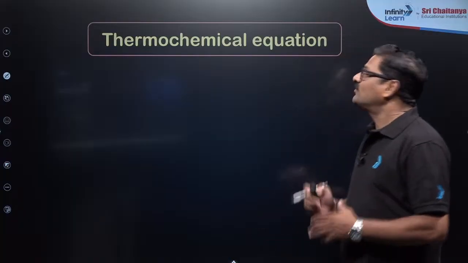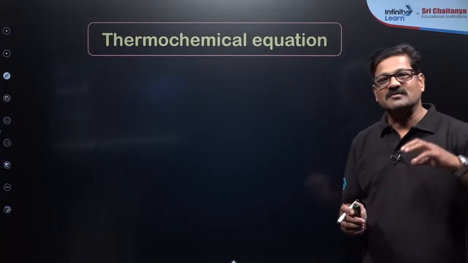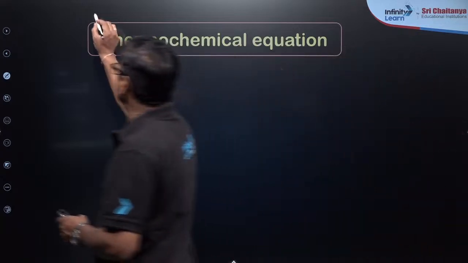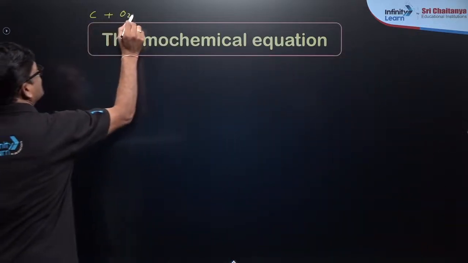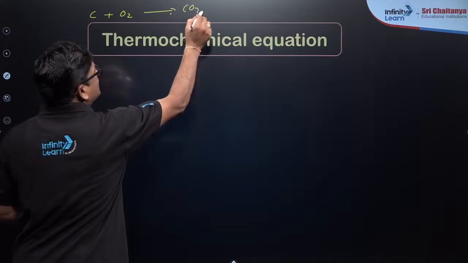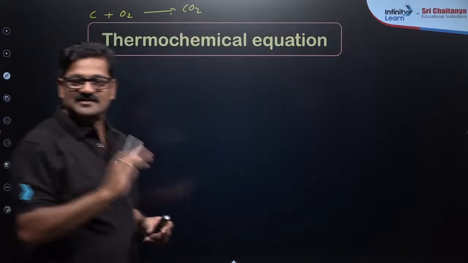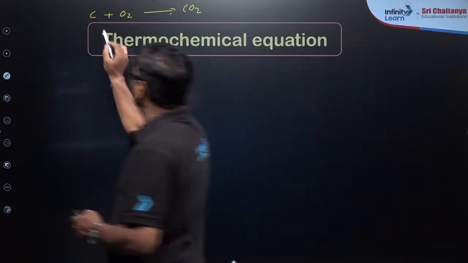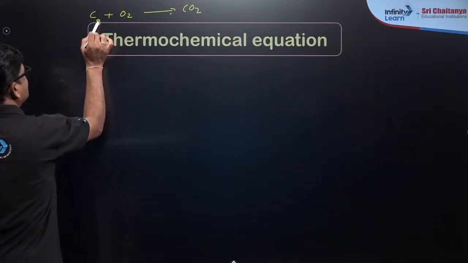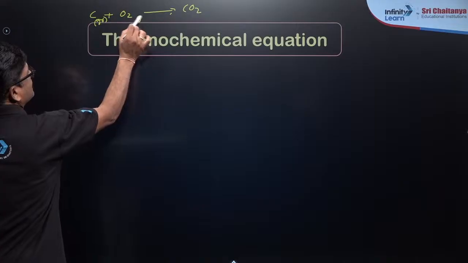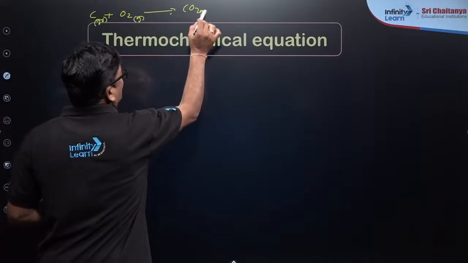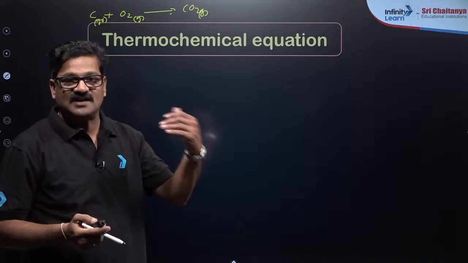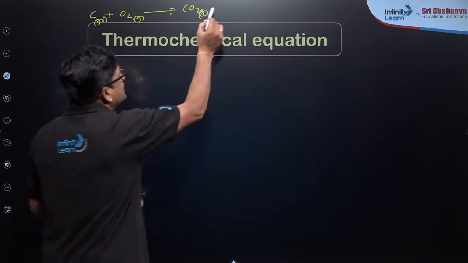Okay बच्चों, thermochemical equation, ये thermochemical equation कहना चाहता है क्या? I just want to say carbon plus oxygen gives rise to carbon dioxide. This is a chemical equation. It is a balanced chemical equation. उसमें state भी दिखाना चाहिए. So carbon, which is a solid, let us say it's graphite, and oxygen is a gas, and carbon dioxide is a gas. And you know one thing, during this combustion process, some amount of energy is released, that is called heat. How much heat is released?